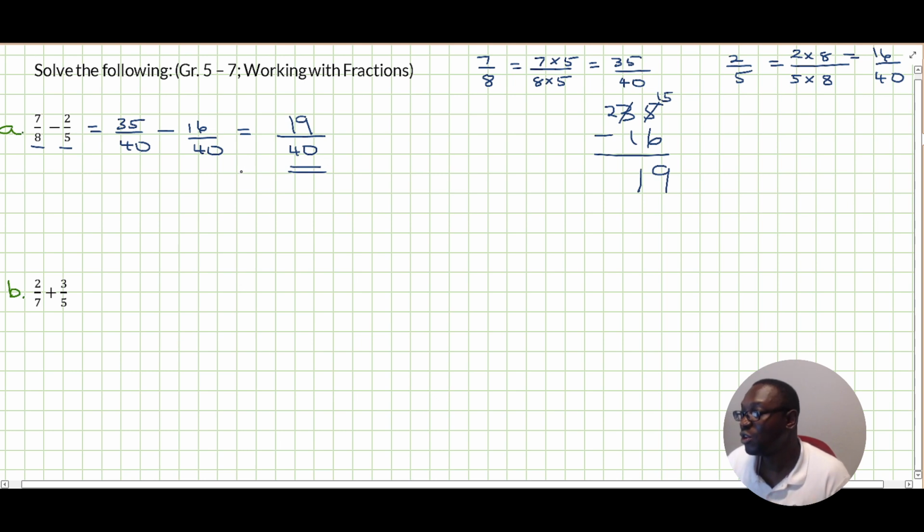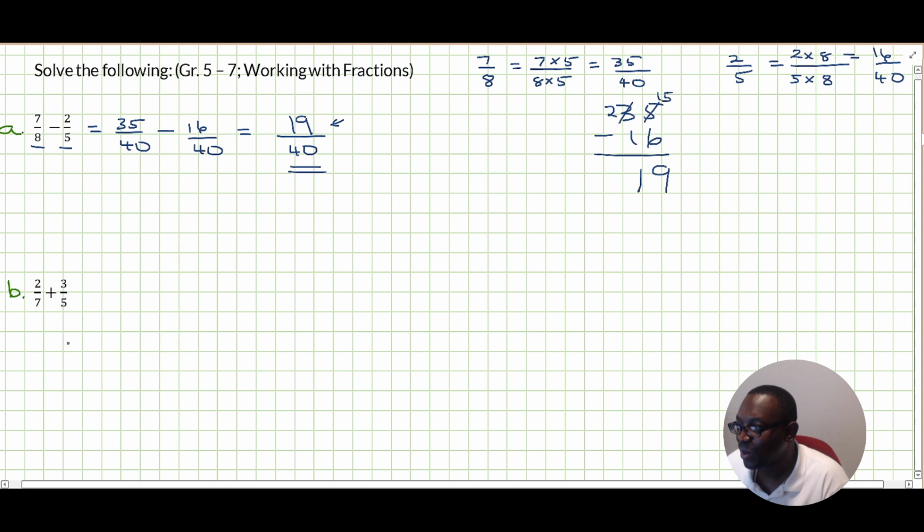Now, before you actually determine that this is your final answer, you have to ask yourself, do they have any common factors? 19 is a prime number, so I can already tell you that they have no common factors. Now let's look at the second one.